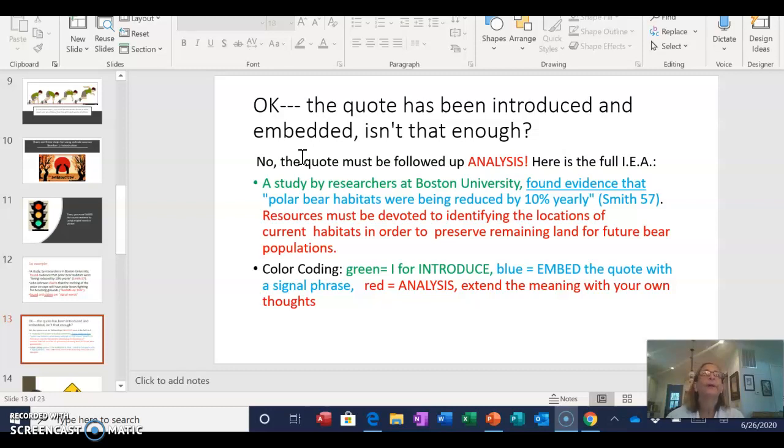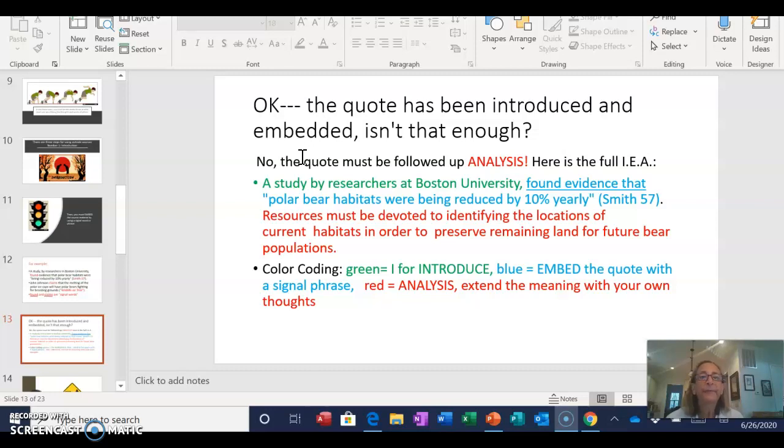Answer, no. The most important part about using sources in your particular paper is for you to come in at the end and analyze the quote. And I use the acronym IEA for this whole concept. You introduce the quote, you embed the quote with a signal word or phrase, and importantly, you analyze it. In other words, that's where your brain power comes into play. So in using the former example, here we go.